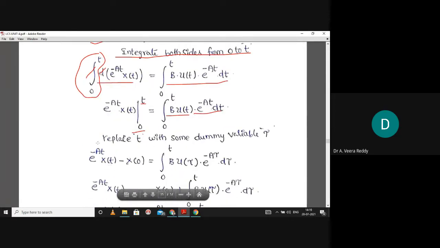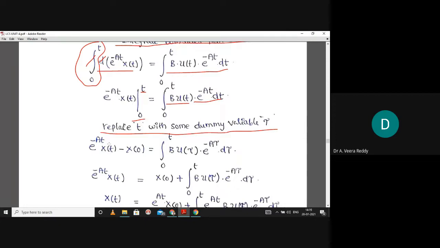So replace t with some dummy variable tau. Here, e power minus at, you can substitute the limits: e power minus at x of t minus x of 0. So e power 0 is 1.